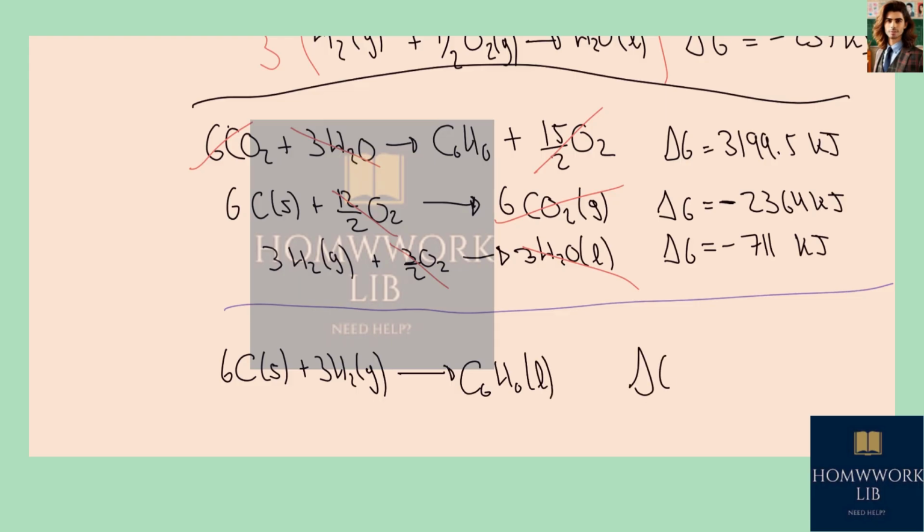And the value for delta G is going to be simply the sum of the different delta G's that we had previously, which is going to be equal to 124.5 kilojoules. And with that, it would be all.